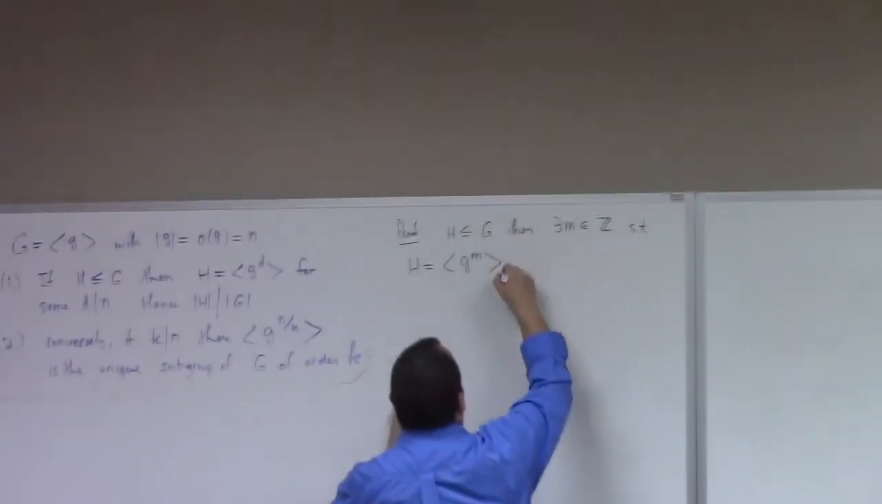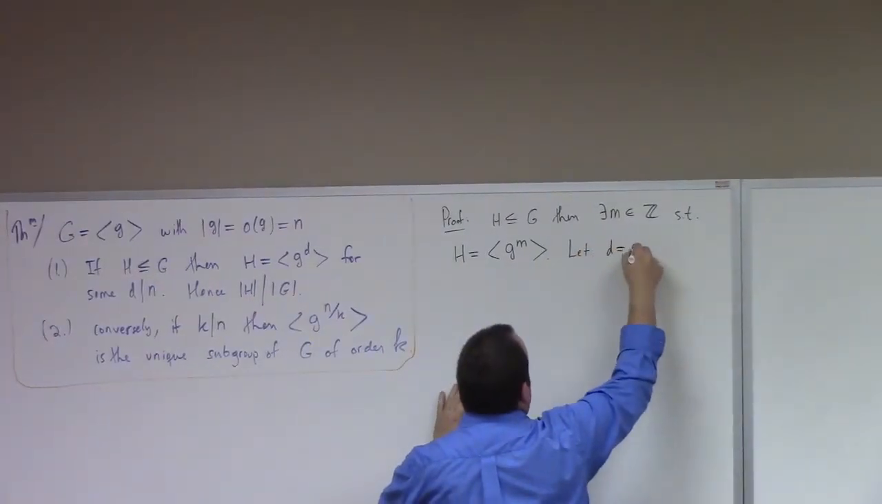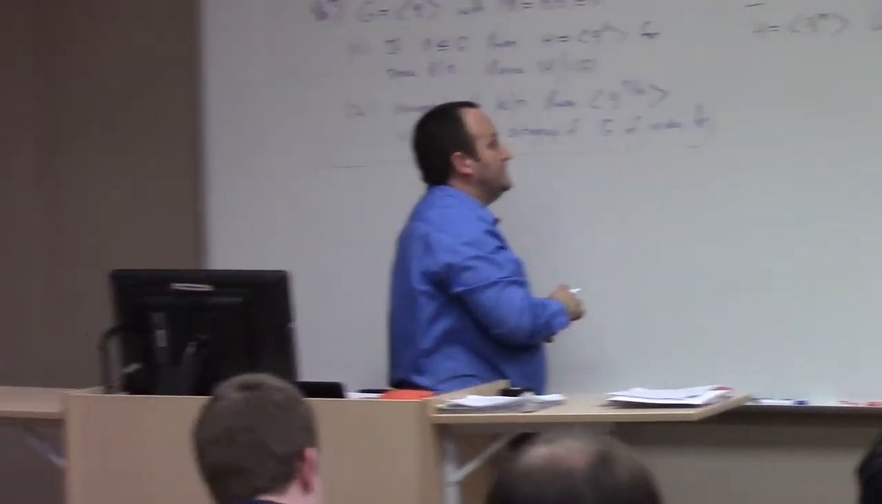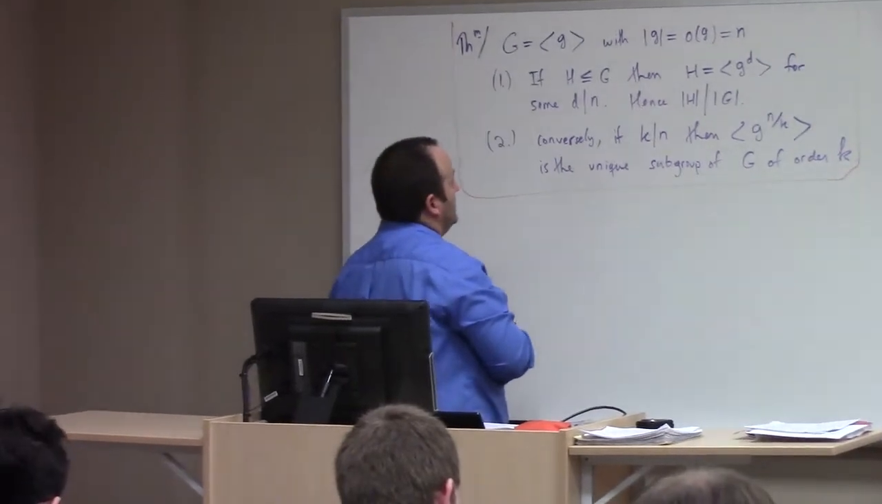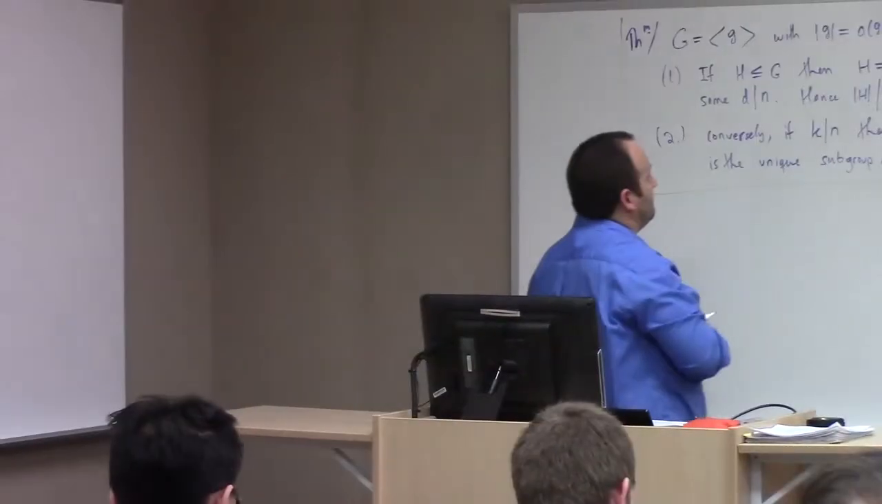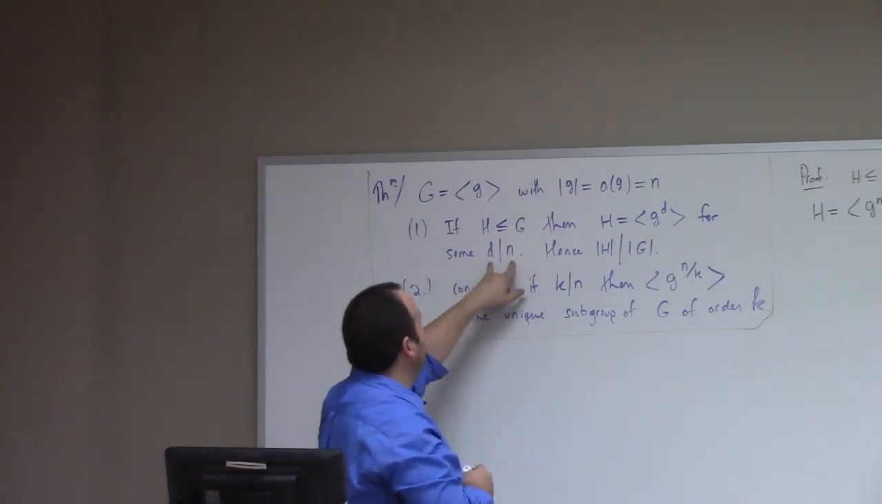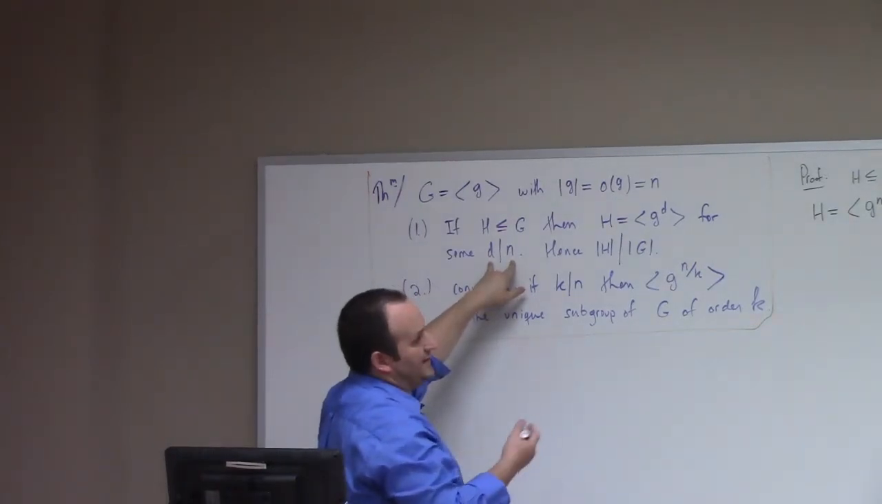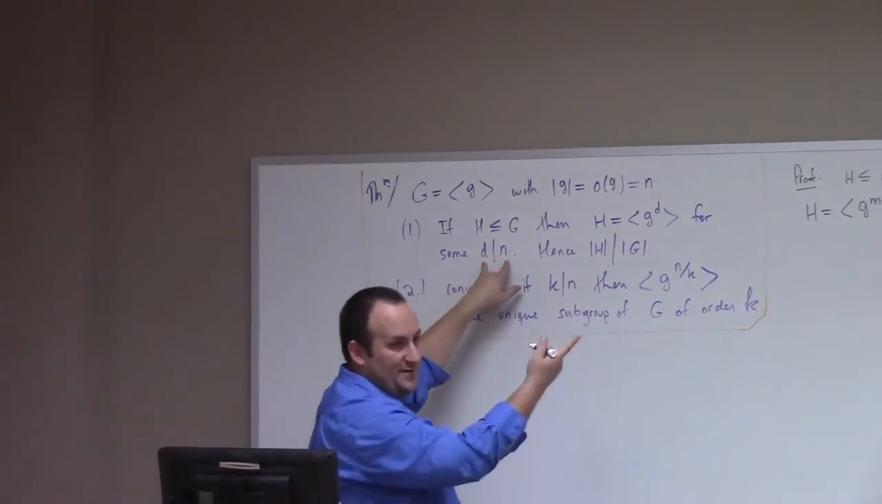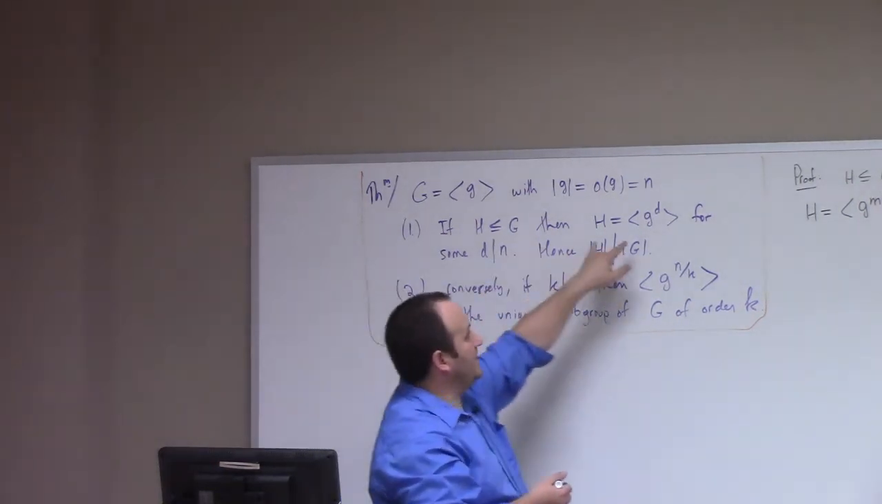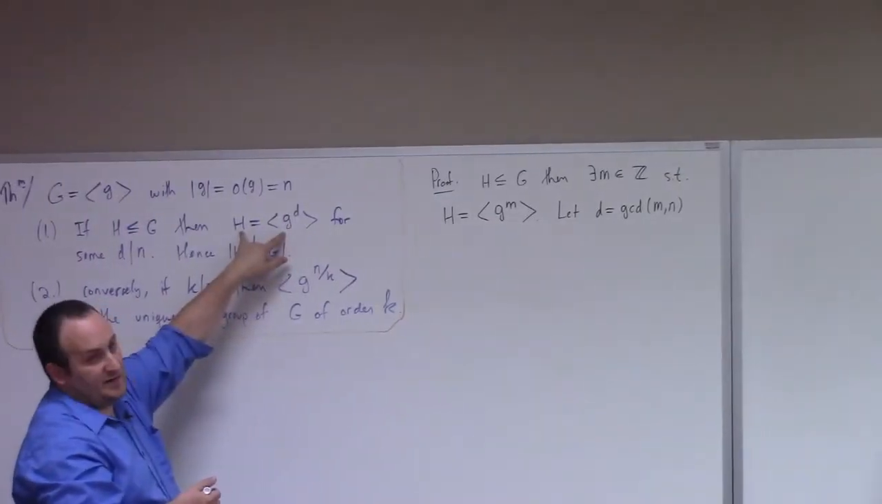And then let D equal the greatest common divisor of M and N, right? We want to show now that H is generated by G to the D, and that D is a divisor of N. Well, the fact that D is a divisor of N, if D is the greatest common divisor of M and N, we definitely have that, right? So what do we have to show? We need to show that, in fact, H is generated by G to the D, and that will prove one.